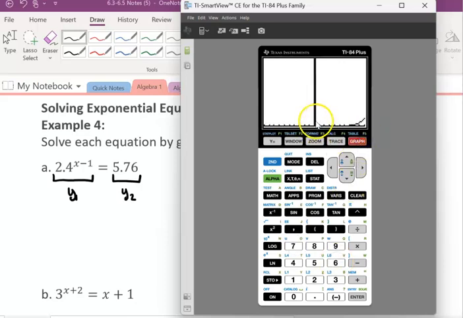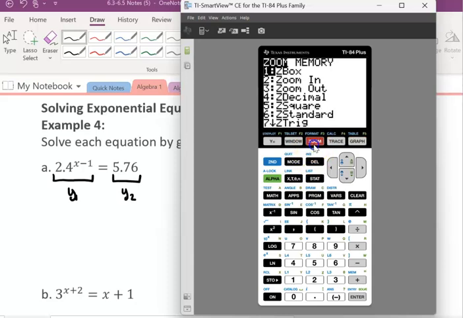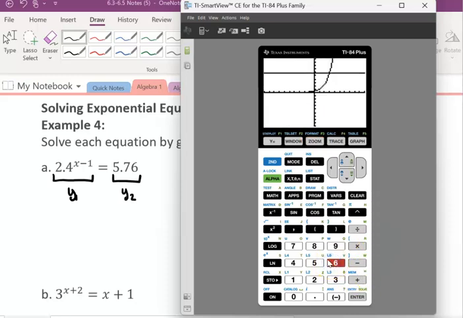My graph is weirdly zoomed out from something I was doing earlier, so to get it back to a normal place, you hit zoom, and then standard is 6. So zoom standard. This curve right here is the graph of 2.4 to the x minus 1. This straight horizontal line is 5.76. You want to know where they intersect.